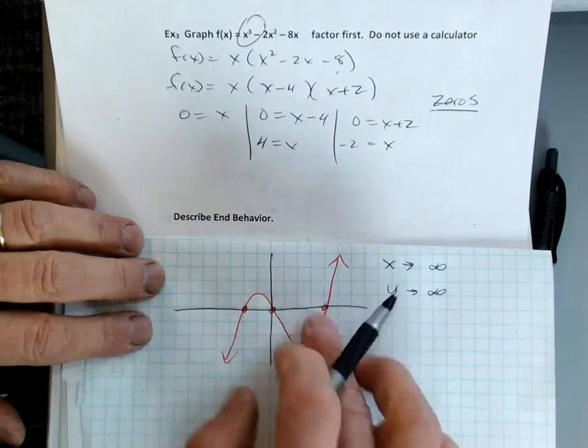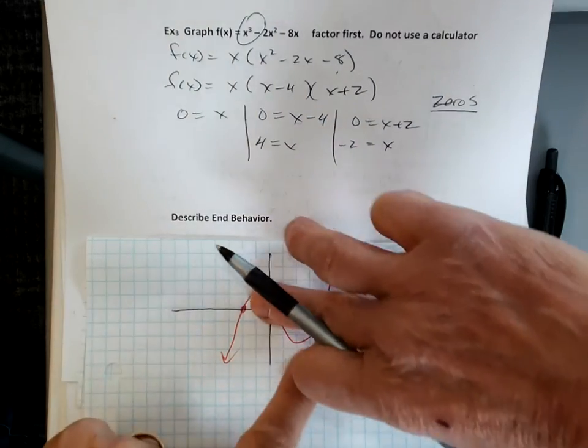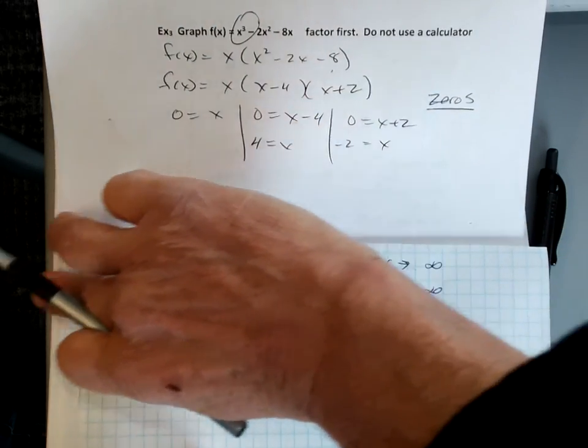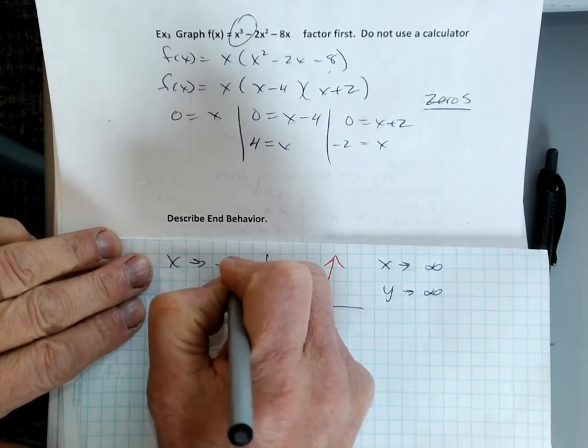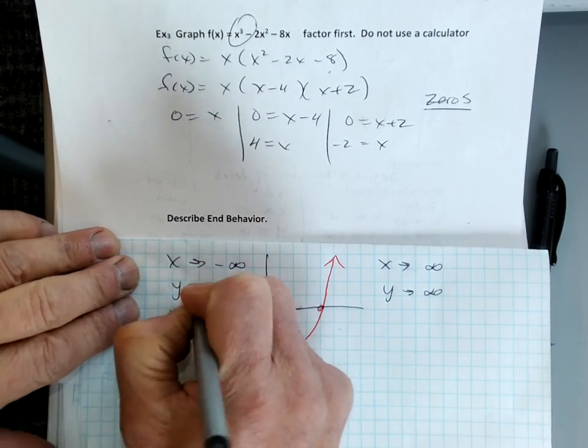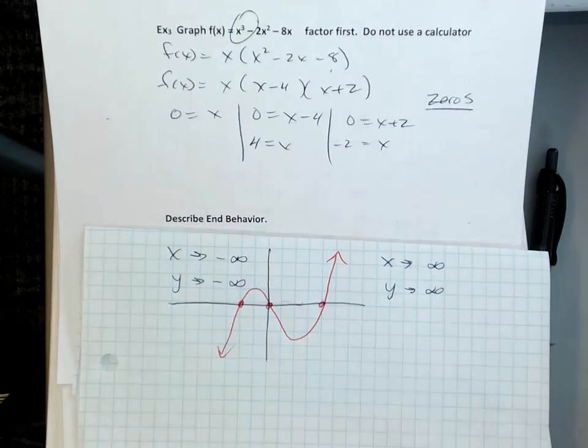And the same thing for the x's on the negative side. As x approaches negative infinity, because it gets bigger and bigger towards negative infinity, the y's go to negative infinity. So end behavior: x approaches negative infinity, and y in this case approaches negative infinity. How's that? Wasn't too bad of a lesson, was it?